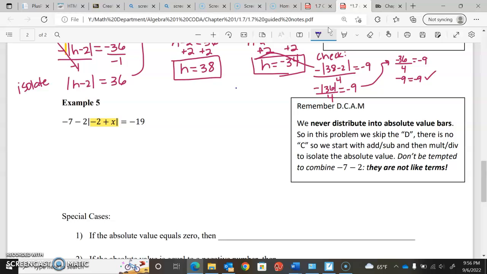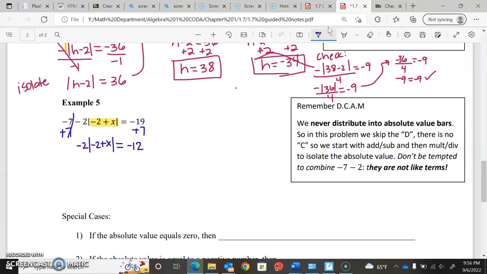So what we want to do is first think about adding or subtracting any constants. So don't worry about the -19 on the right. We're looking at the left. We want to get rid of this -7, so we can add 7 to both sides. Bring down the -2, absolute value, -2 plus x, absolute value equals, and then -19 plus 7 is -12.